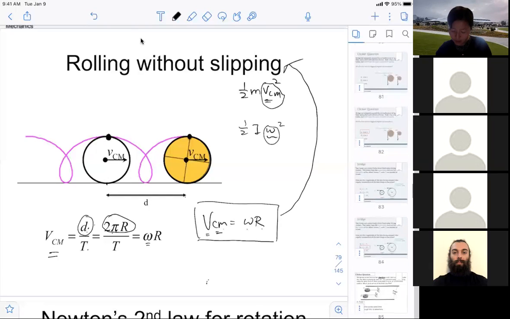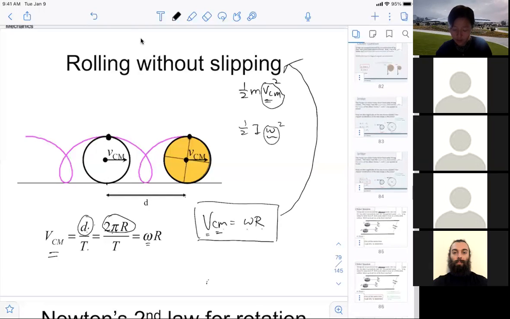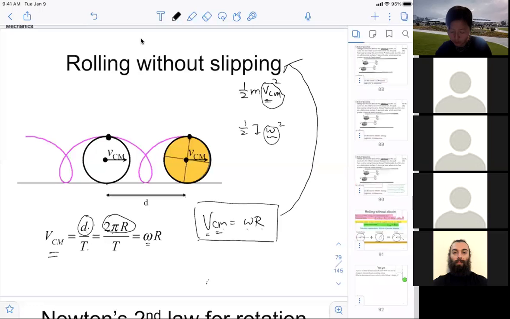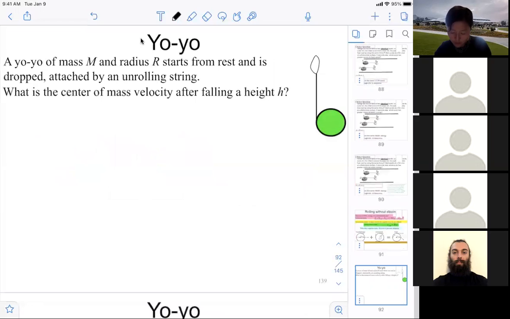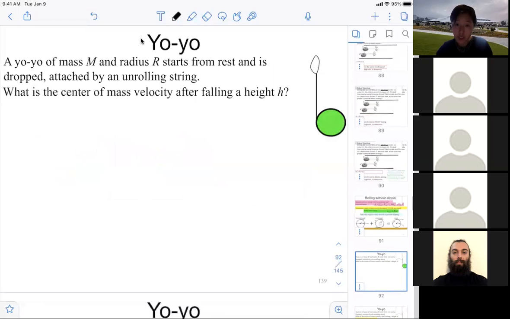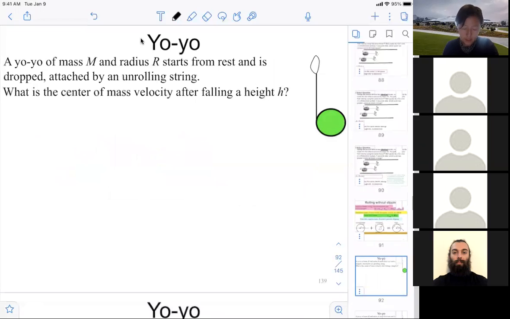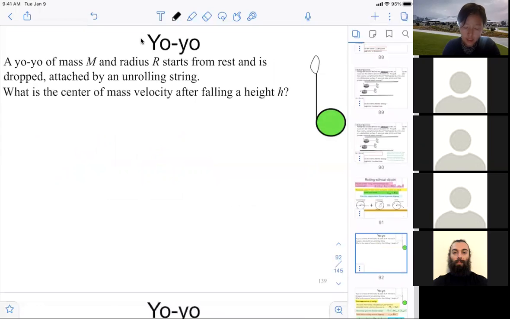So having that, given that type of treatment, we are able to use an energy approach to help us solve a variety of different problems. So let's take a look at an example, a conservation of energy example, calculating a yo-yo problem. We have a yo-yo with mass m and radius r, starting from rest. When you release it, it's going to unravel the string. It's going to rotate at the same time. It's going to fall, right? So this is a rolling without slipping situation.